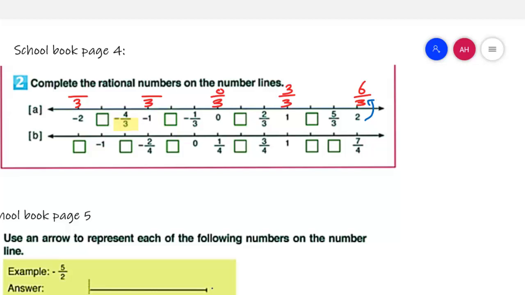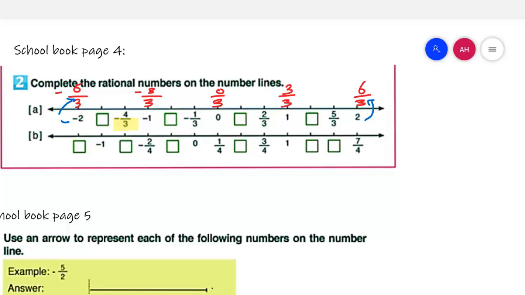Let's go now to the negative side. Negative 1 is equal to negative 3 over 3. And negative 2 is equal to negative 6 over 3. And again, if you don't know how to get this negative 6, just multiply the negative 2 by the denominator, which is 3, and you will get the negative 6. Let's go now and see what are the rational numbers which are missing.